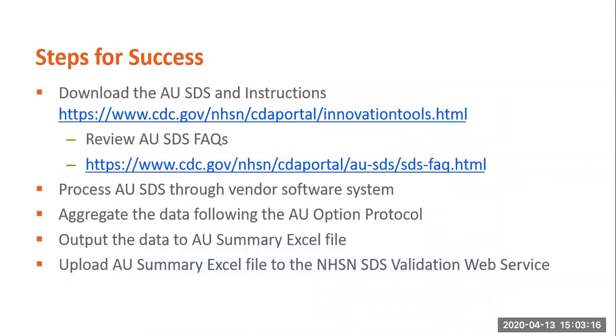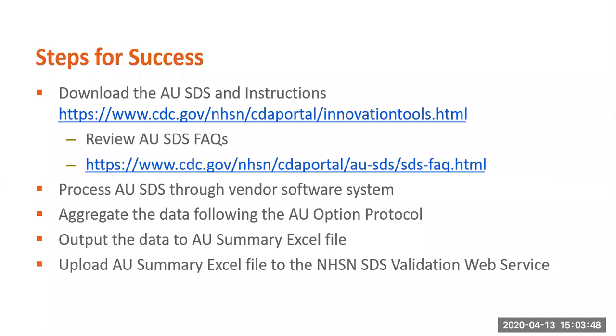This slide shows at a very high level the steps to take for completing AU SDS validation. You first should download the AU synthetic dataset and the accompanying instructions. I've included the link on this slide. After thoroughly reading the instructions document, I would also recommend reviewing the AU SDS FAQs like I mentioned on the previous slide to gain additional information or help to answer some common questions that you might have. I've included the link here again.